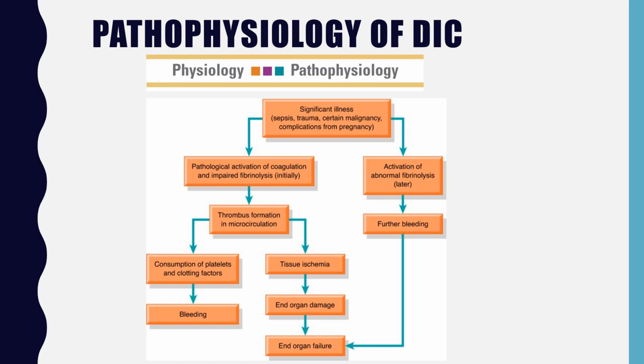That leads to this thrombus formation and microcirculation. Down the left side of that, consumption of platelets and clotting factors leads ultimately to bleeding. The right side of it, we get the tissue ischemia, end organ damage, end organ failure related to the actual clots. So the clots are doing two things. They're leading to tissue ischemia and end organ damage, as well as they're consuming up all the clotting factors, which then leads to bleeding.